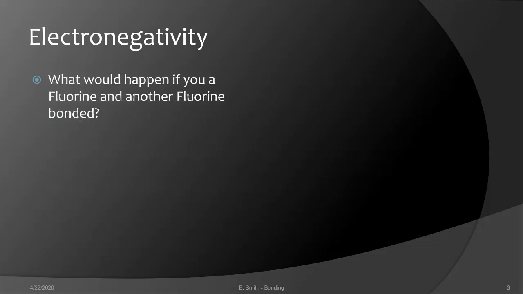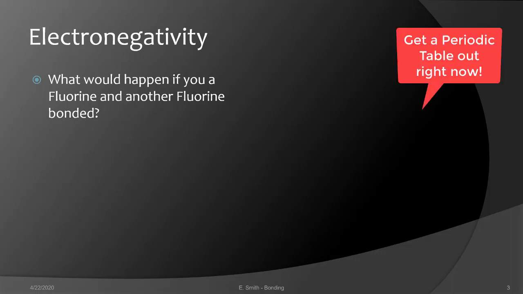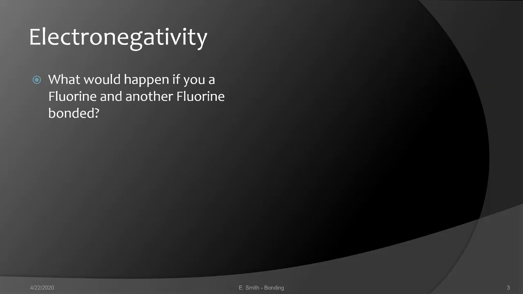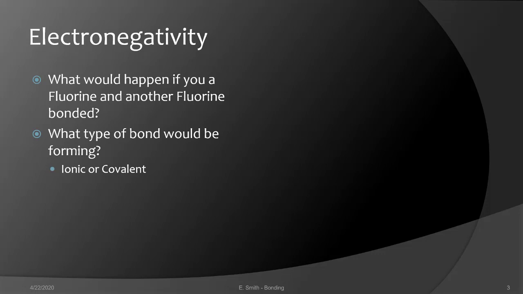Okay, so the first thing we're going to be looking at is fluorine. If fluorine is bonded to another fluorine, a couple of things I'm expecting you to be able to do are, number one, use a periodic table, and from that periodic table determine the number of valence electrons, and also draw, for example, a Lewis dot structure, a Lewis structure of fluorine. All right, so the first thing I want to ask you is, what type of bonding would be forming here? Would this be ionic or covalent?